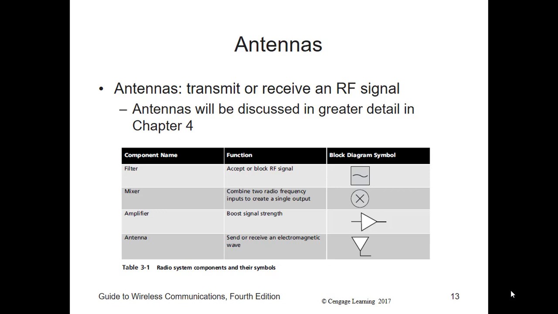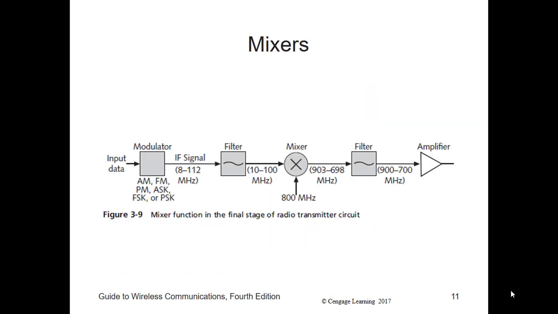If you're looking at a schematic or a diagram, these are the symbols you would see in our diagram. So if we were to backtrack a little bit, as you can see, we've got the modulator, the filter, the mixer, a filter, and then the amplifier at the end of our signal as it makes its way through.